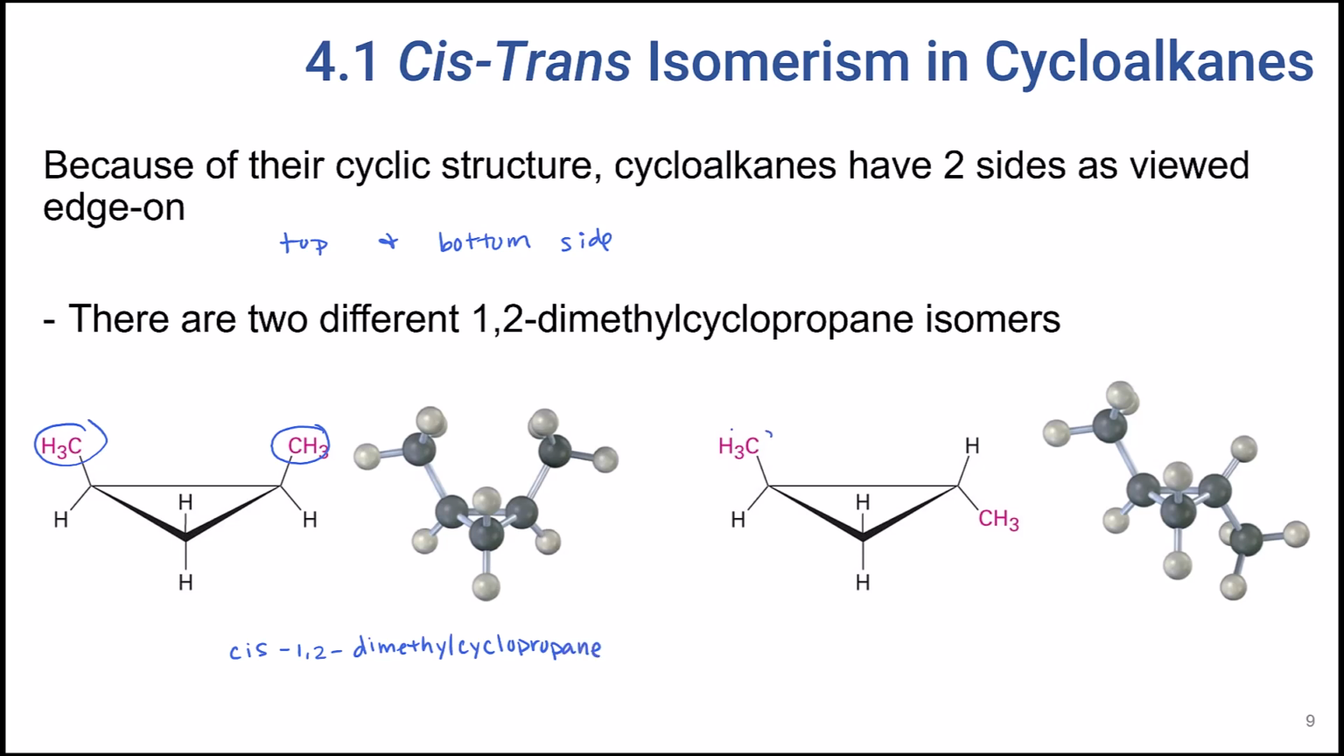And on the second one here, one is coming off of the top side of the ring. This is coming off the bottom side. So this is trans 1,2-dimethyl cyclopropane. So cis just means that they're coming off of the same side, and then trans is the opposite side.